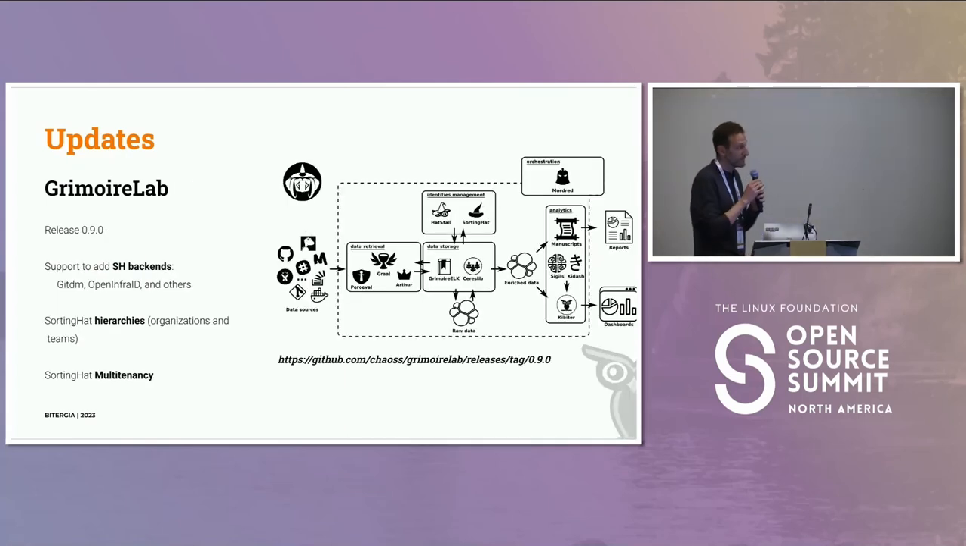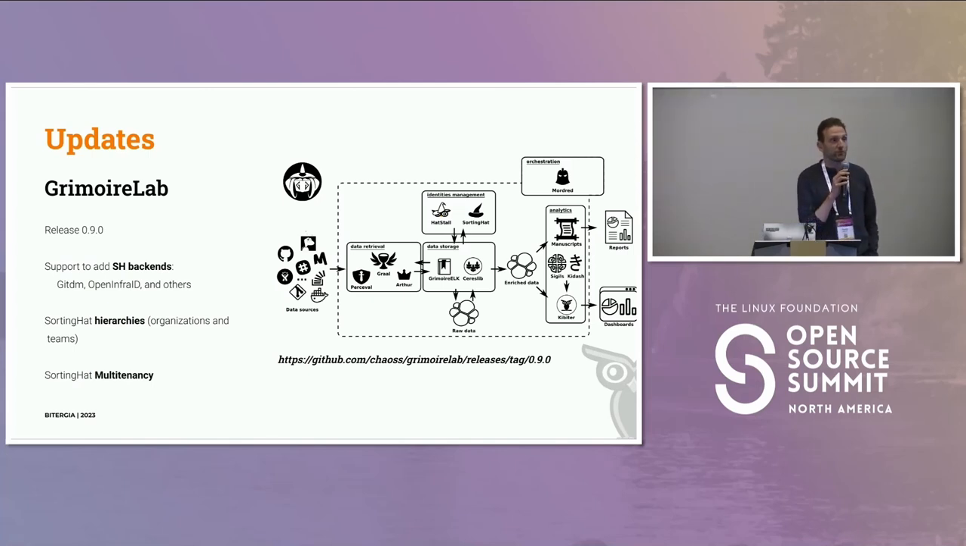So most of the updates we've been having lately on Grimoire Lab are on Sorting Hat. Sorting Hat is the centralized piece of software that you can use to track all of your affiliations and identities information. And this is GDPR ready. And this is producing more value to you the more time you use it.